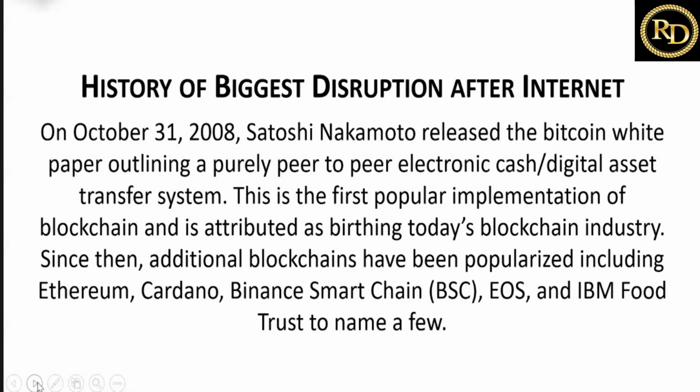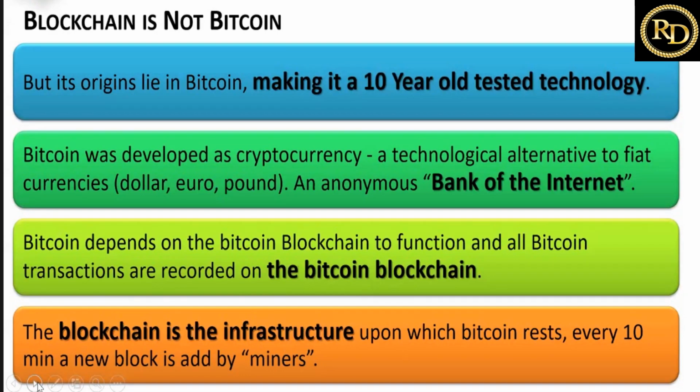Generally, when people think about blockchain, they directly connect it to Bitcoin. No, blockchain is not Bitcoin. It is a technology which backs Bitcoin. There are other popular blockchains as well: Ethereum, Cardano, Binance Smart Chain, EOS, or IBM Food Trust, which is more relevant to the agriculture and food sector, to name a few. As I said, blockchain is not Bitcoin, but its origin definitely lies in Bitcoin.